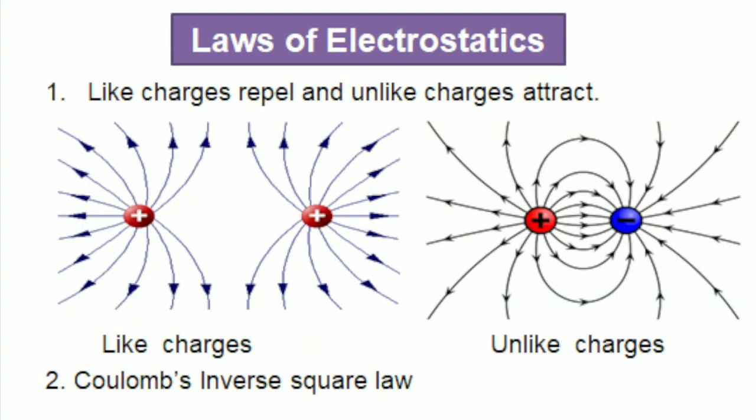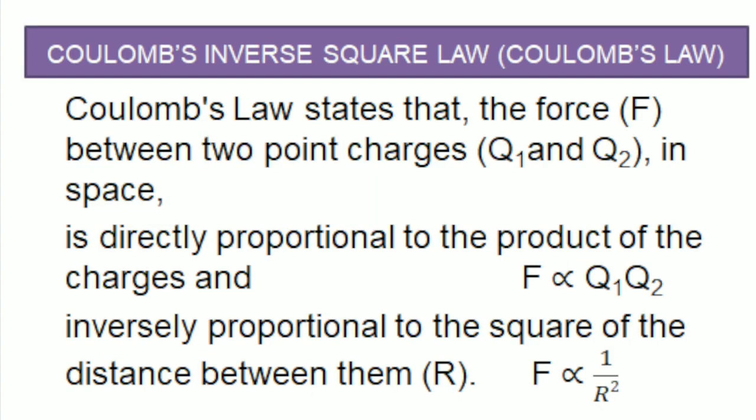Laws of electrostatics: like charges repel and unlike charges attract, as well as Coulomb's inverse square law. So this is the picture regarding like charges. Here we have taken two positive charges, and both repel. This picture is of a positive charge and a negative charge. The field goes from the positive charge to the negative charge. Coulomb's inverse square law is also known simply as Coulomb's law.